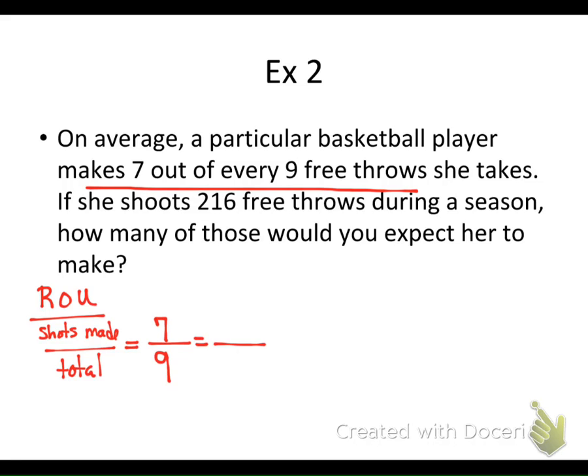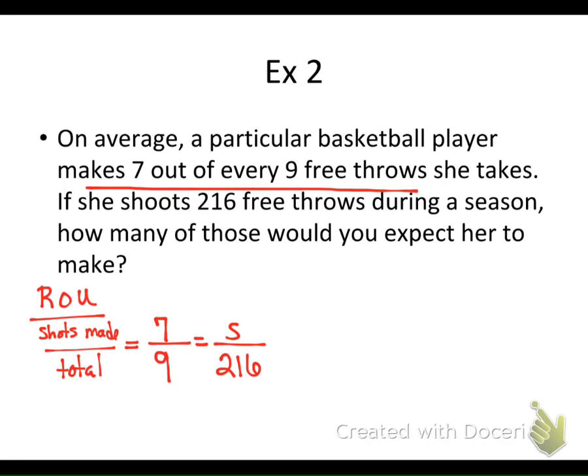So we're trying to find out what information. How many she made. So what do you want our variable to be? S? B? Let's do S. Shots made. Okay, so now we have a proportion, right? Why are we doing S? That's right, because we can use any letter that we want. I just used S because that's the first variable I heard.